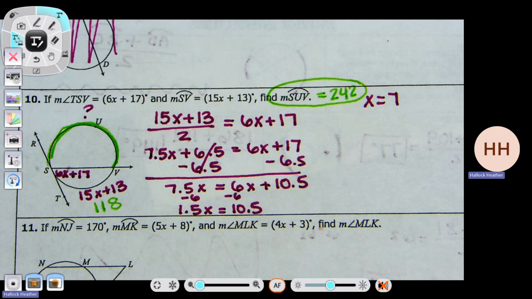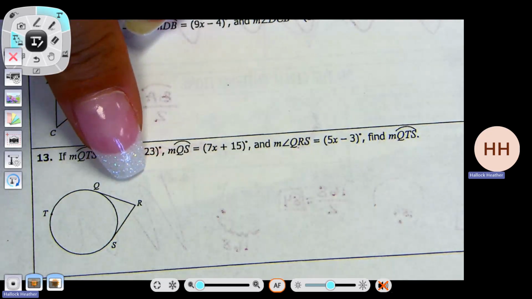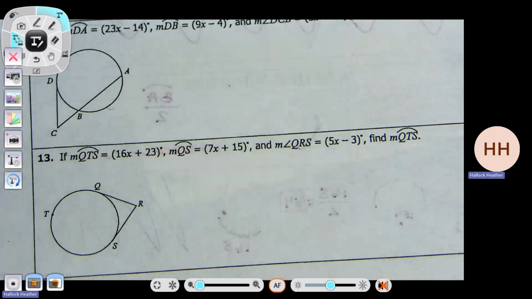Let's do, is 11, 12, or 13 look harder? Anybody have 13? Okay, let's use 13. So 11, 12, and 13 all have the same rule because they all have the nose. Look at that, it's got a little nose. So the nose is on the outside. So are you adding, or are you subtracting, or are you just dividing?